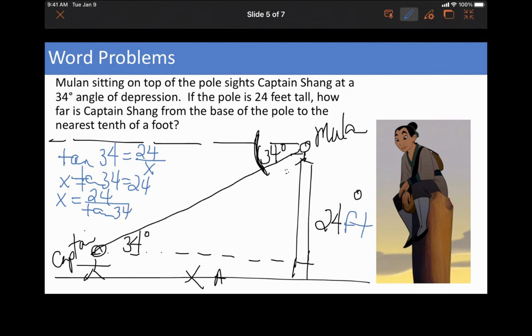Okay, so that is going to be approximately, and it says round to the nearest tenth. Okay, I can do that. 24 divided by tangent of 34. So that is approximately 35.6 feet, right? And this is what I'm going to be looking for in your homework and on assessments.